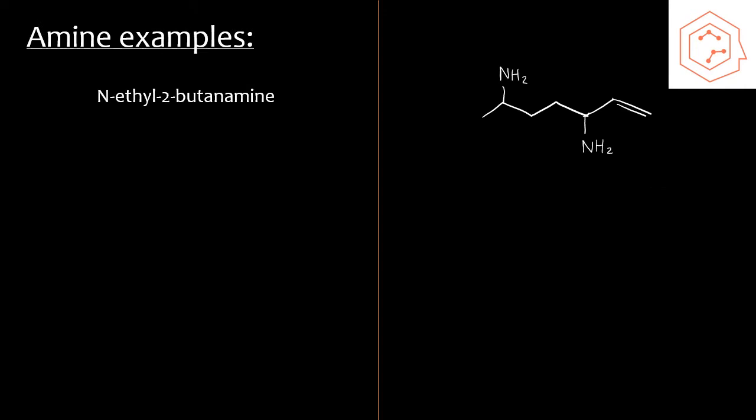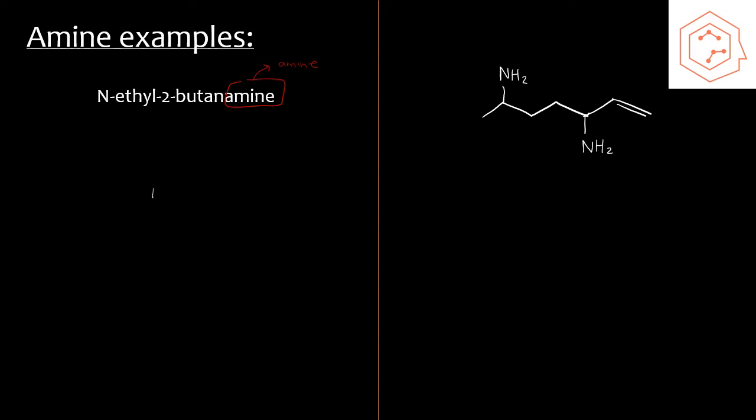Okay, so let's put our naming into practice. We're going to do 2 amine examples. We're going to start by drawing the structure for N-ethyl 2-butanamine. So first we see at the end that we have amine in the name, which means that the highest priority functional group in the structure is going to be an amine. And so we can just go ahead and draw the nitrogen atom in.